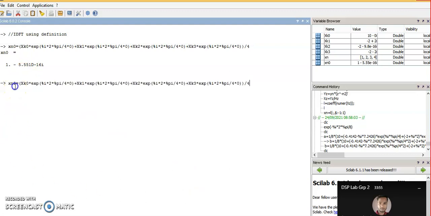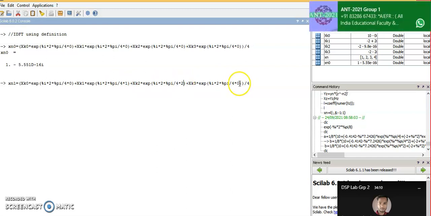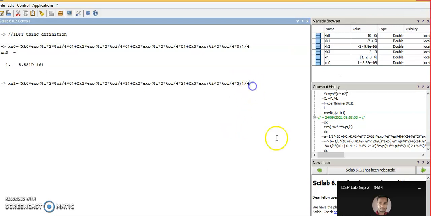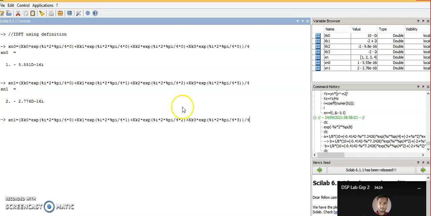Now to find xn1, what will we do? To find xn1, we will put the value of n as 1 here. So 1 into 0 will be 0, 1 into 1 will be 1, 1 into 2 will be 2, 1 into 3 will be 3. So this will be your xn1. So its value is 2. Its value was 2, right, third year?